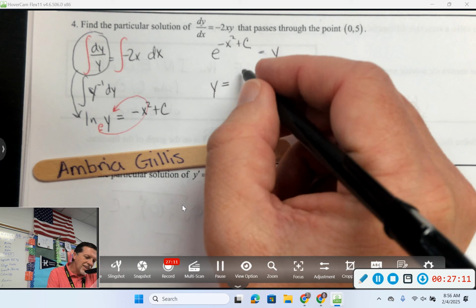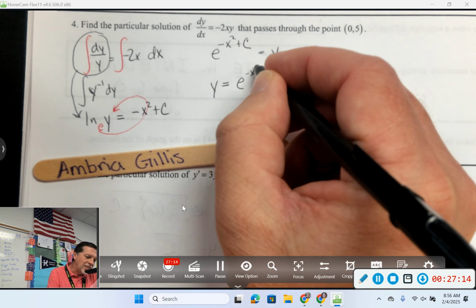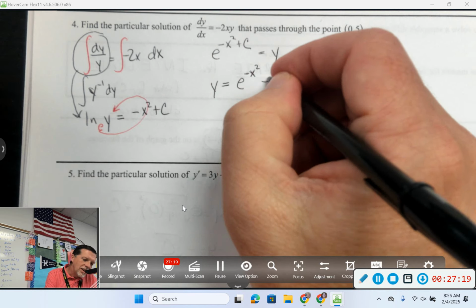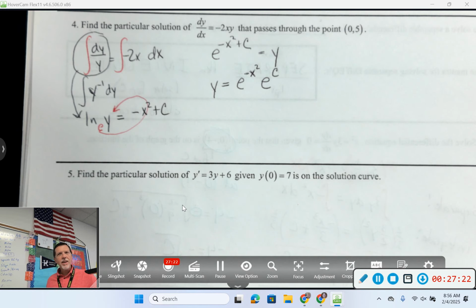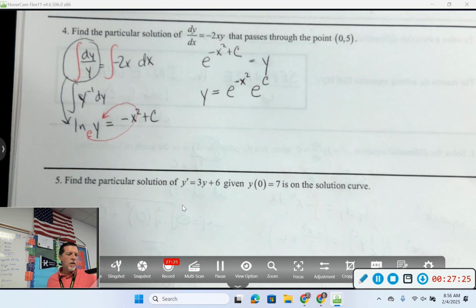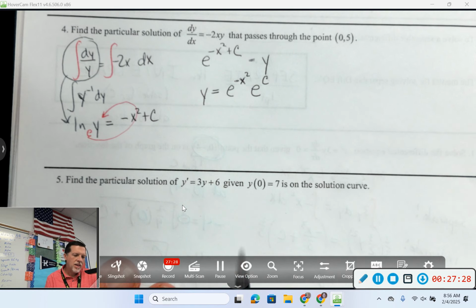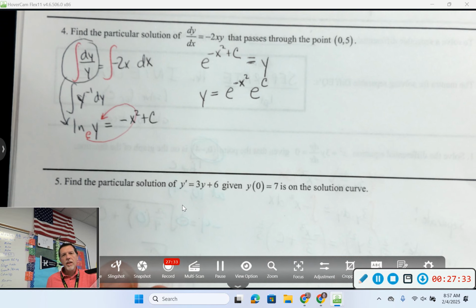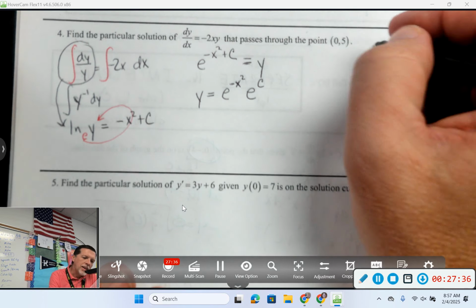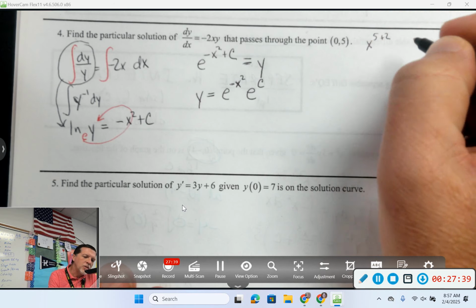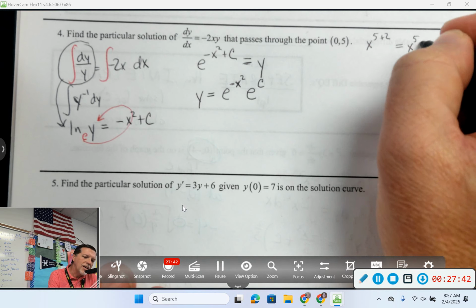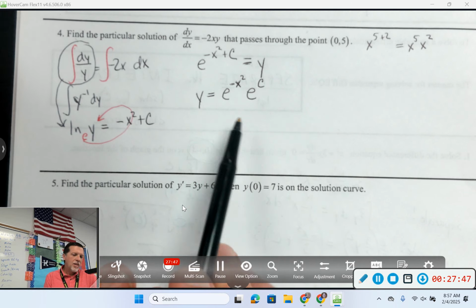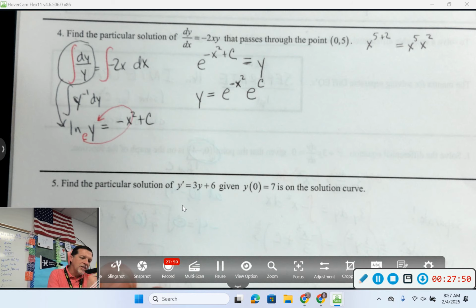Another way to write this, and again this is all algebra stuff, would be e to the negative x squared times e to the c. Wait, does that say equals y on the top or equals? That says equals, sorry. Like if you had x to the 5 plus 2, you could rewrite that as x to the 5 times x squared. We never go that direction with it, but we are here because this is going to make life a little easier.